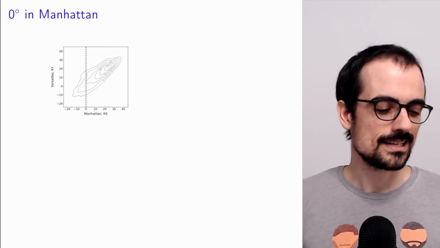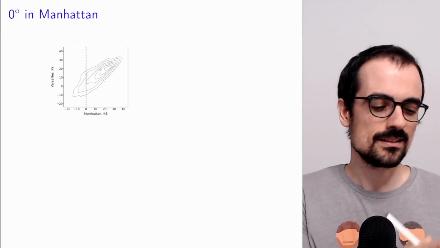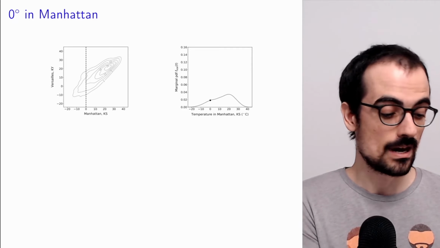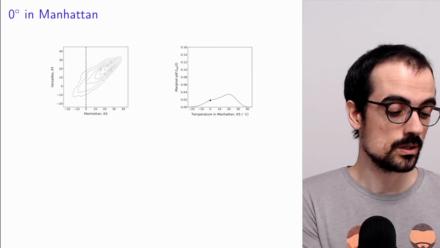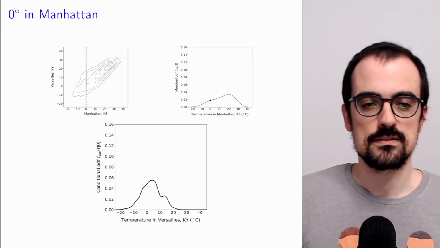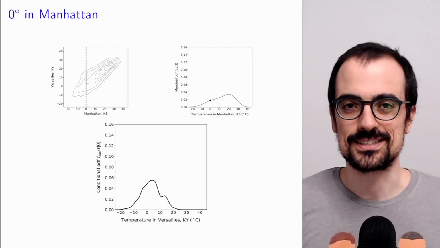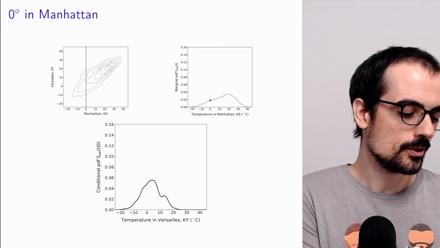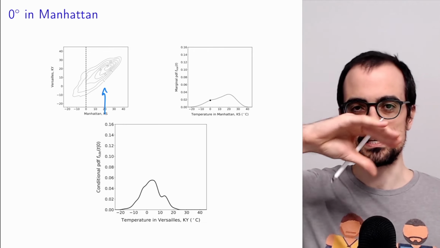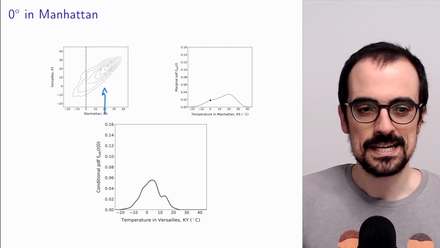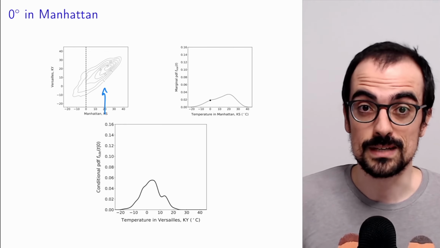What happens when it's a little bit warmer? Not warm, but 0 degrees Celsius in Manhattan. Again, same thing, we slice. We have to divide by that value so that we obtain a valid density. And in Versailles, now the temperature is centered around 0. So we really see, you can also see this from the joint PDF, how the two temperatures are really almost proportional, but the conditional makes it extremely clear.